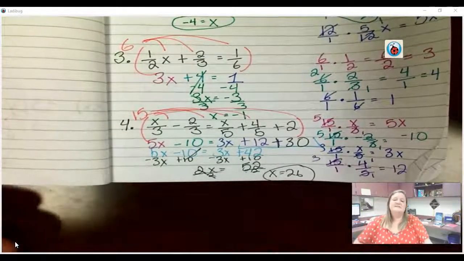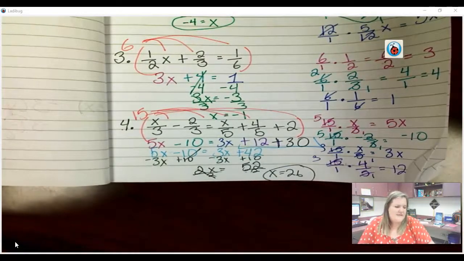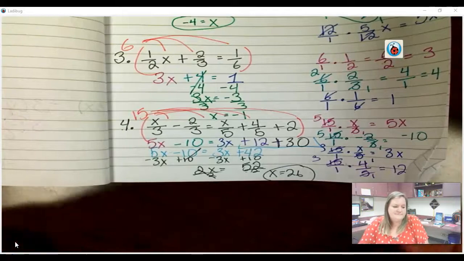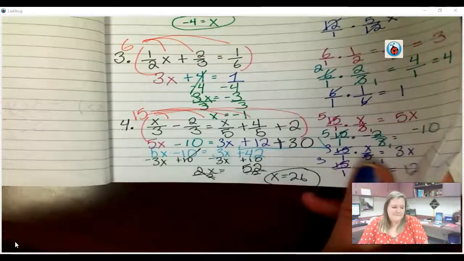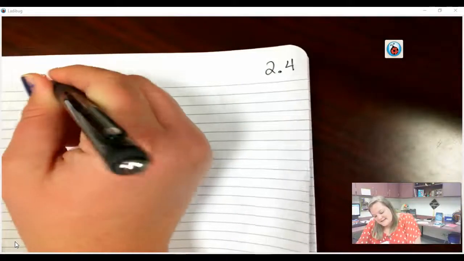Isn't that cool? It starts as a fraction and you're like, oh man, this problem is so scary. And then it's not as bad. Let's make it bad. Yeah? Yeah, I like that idea. Okay, so 2.4. We're going to continue.